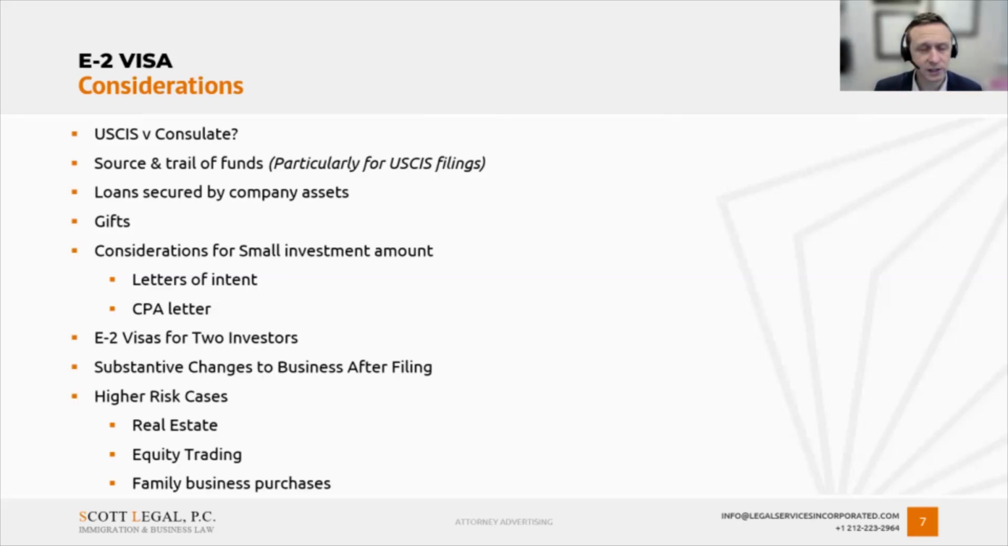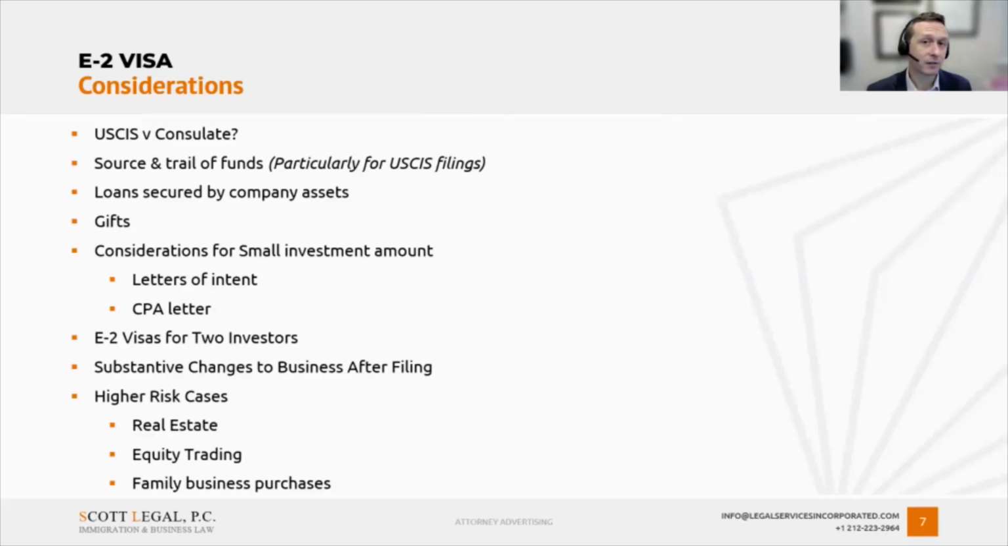There are significant pros and cons to each. The most significant con to applying through USCIS is that you don't get a visa. What you get is status. So if you do need to travel, if you plan to enter and exit the US, you want to leave, come back in E-2 status, you need to get a visa at a consulate.